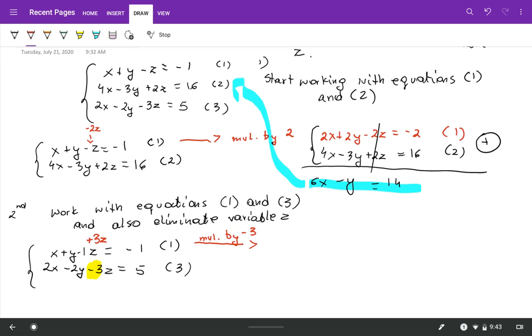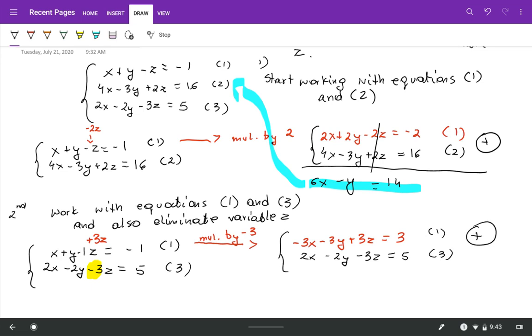So our equation 1 will become -3x. Every single expression you multiply by -3. So we have -3x minus 3y plus 3z equal 3. And you copy equation 3 without changes, which is 2x minus 2y minus 3z equal 5. So this is equation 1. This is equation 3.